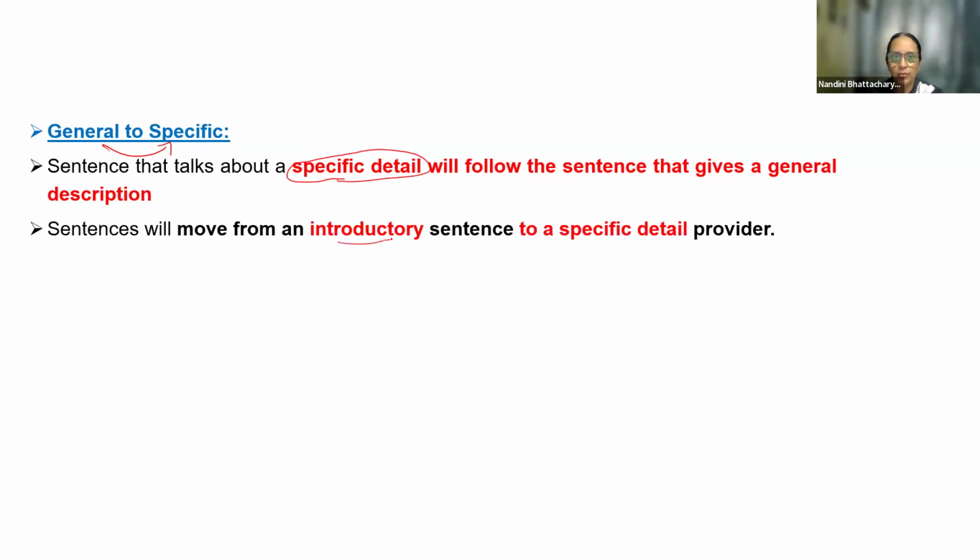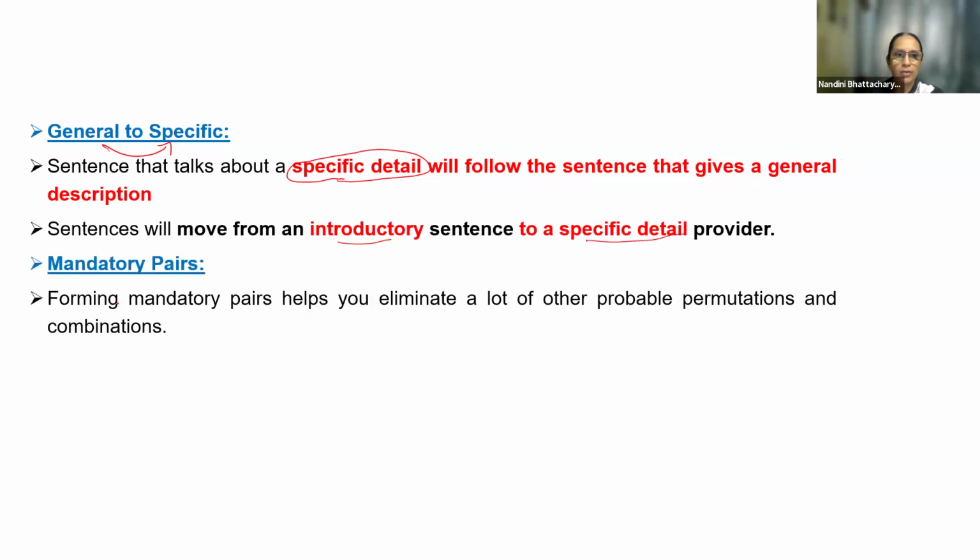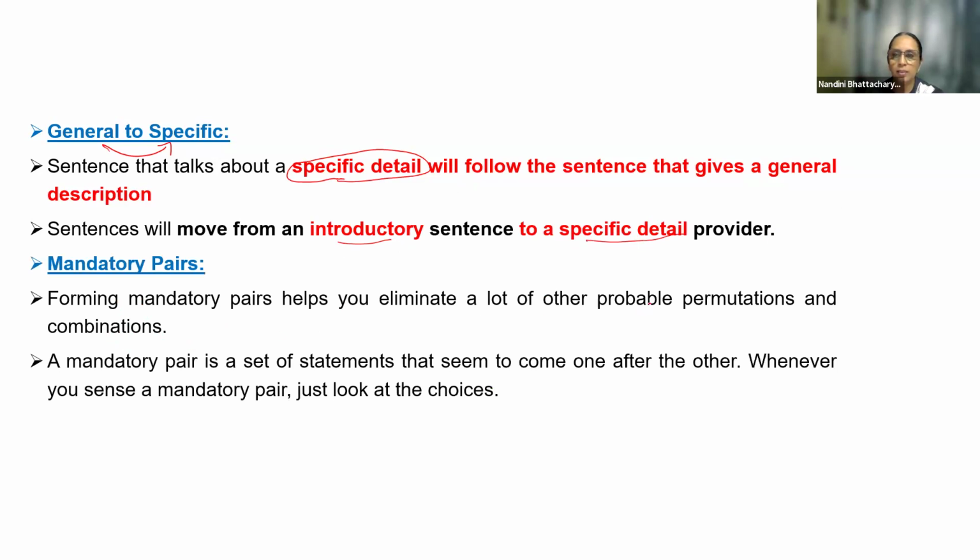So it moves from introductory sentence to specific details. Now, when we are talking about mandatory pairs, any two sentences that are linked together form a mandatory pair, and you can eliminate the other options given to you if they don't contain that mandatory pair.